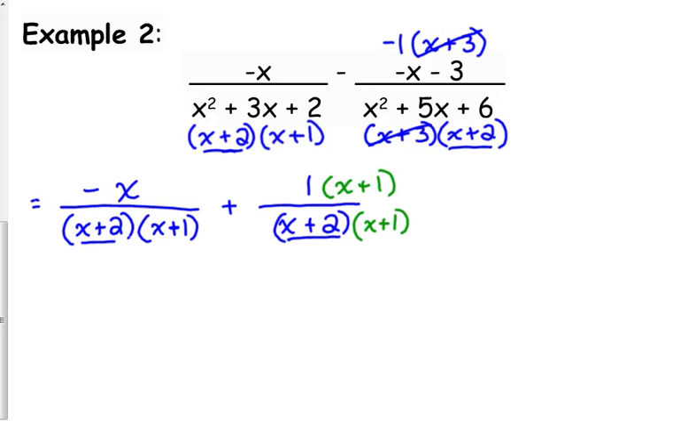Okay, so now we have common denominators. So that means that we can combine our numerators. So we've got negative x from the first numerator. It's a plus. Multiplying x plus 1 by 1 doesn't change anything. It's just x plus 1.